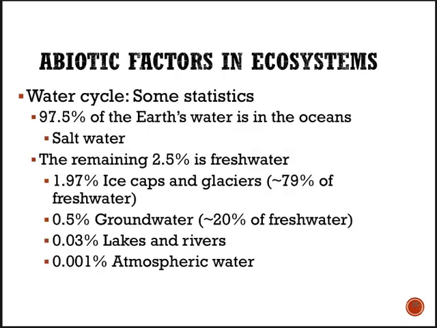We can also look at some statistics about where we get our water from. If you think about all of the water on the planet, 97.5% of Earth's water is salt water, which you can't drink. So that means 2.5% of all the water on this planet is fresh water, or drinkable. And almost 2%, 1.97%, of that is frozen in the form of ice caps and glaciers. That's almost 80% of all fresh water frozen.